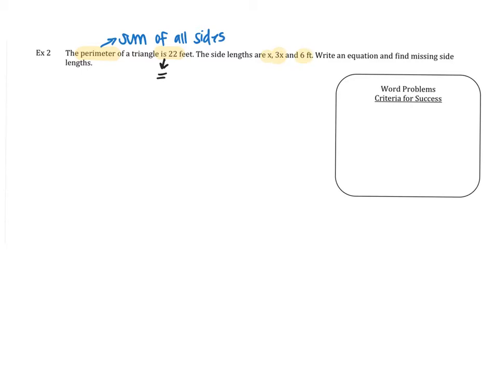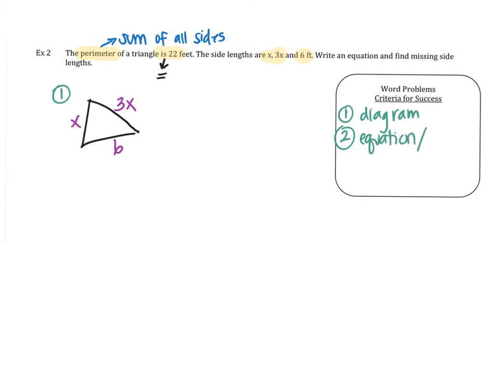So we're going to go through each word problem. We're going to follow the same criteria for success. So the first thing we're always going to do is draw a diagram. What shape are we talking about here? Here we're talking about a triangle. So I'm going to draw a triangle. It doesn't matter what it looks like. And what do I know about the side lengths? I know that I have side lengths of x, 3x, and 6. So that's my diagram.